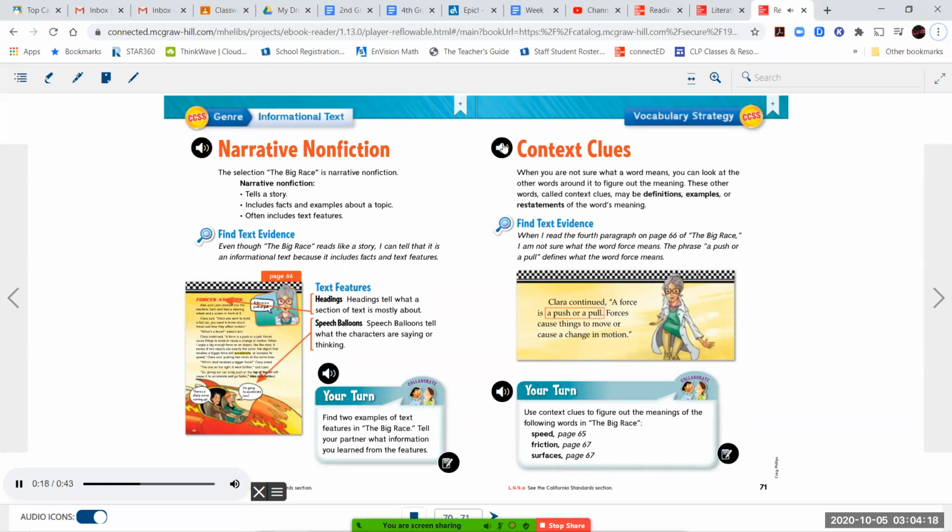Find text evidence. When I read the fourth paragraph on page 66 of The Big Race, I am not sure what the word force means. The phrase, a push or a pull, defines what the word force means. Clara continued, "A force is a push or a pull. Forces cause things to move or cause a change in motion."